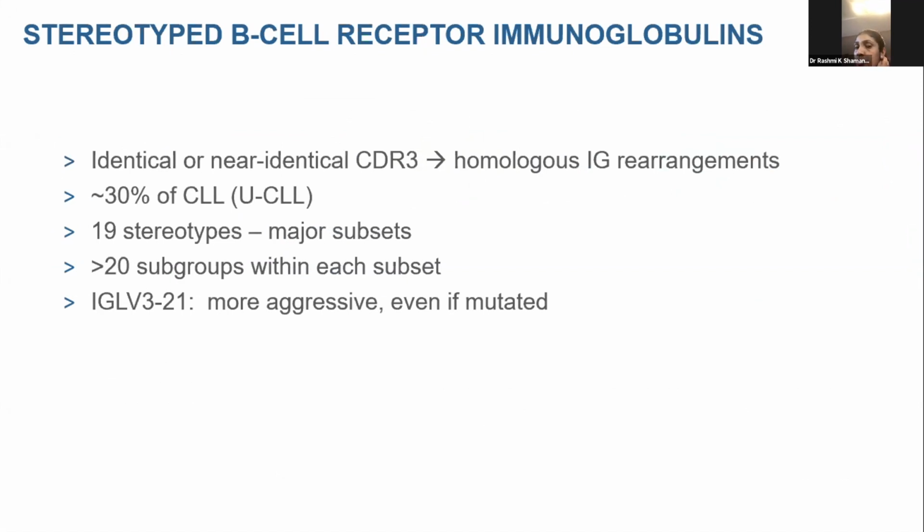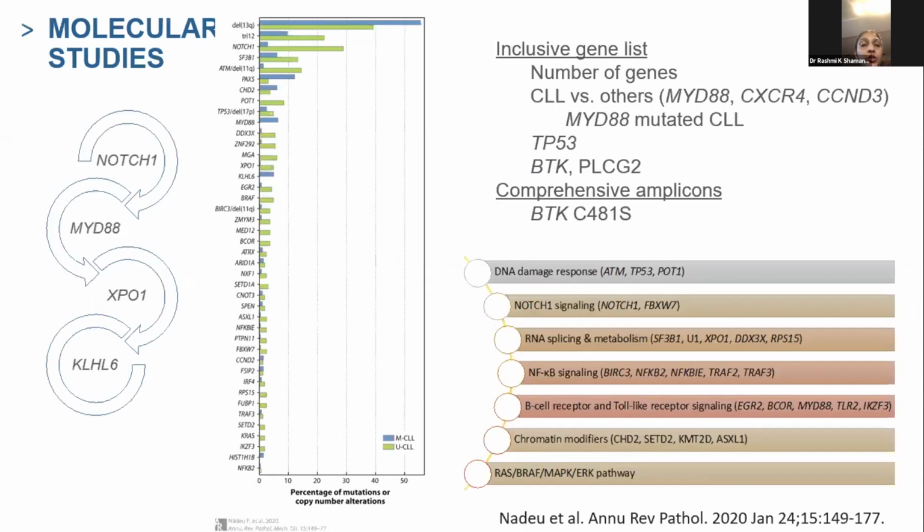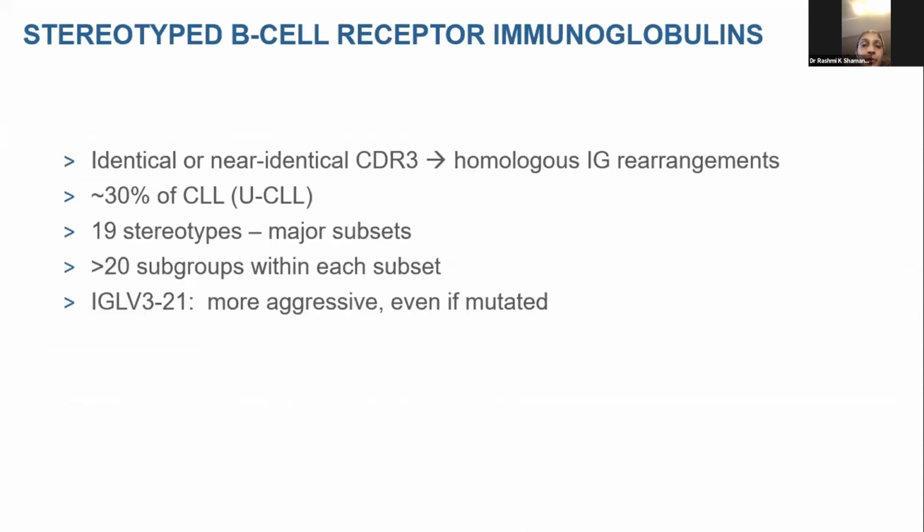receptor status. So many of the CLLs, despite having different clones, all have near identical CDR3, or complementarity determining region. There are about 19 well-defined stereotypic subsets within CLL and about 20 within each of these. Again, these have prognostic value, so it's important to determine the stereotyped B cell receptor status. For instance, V3-21, irrespective of the status of the mutation, is supposed to behave more aggressively. Next slide.